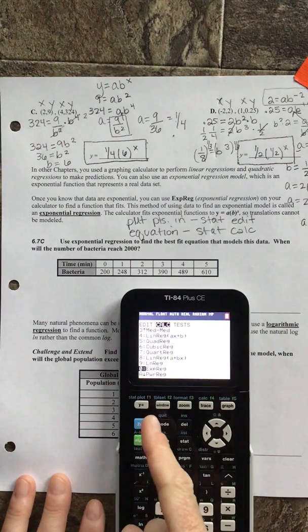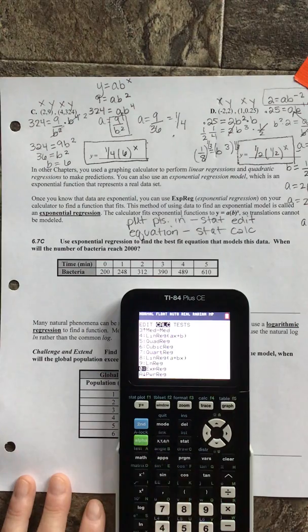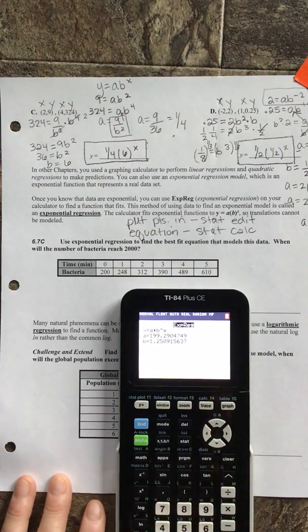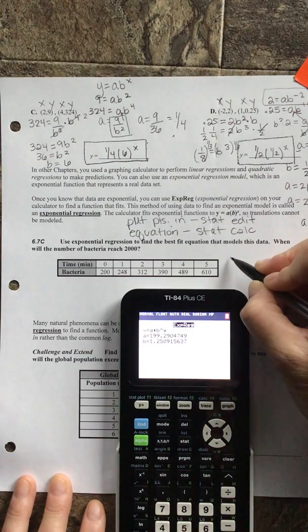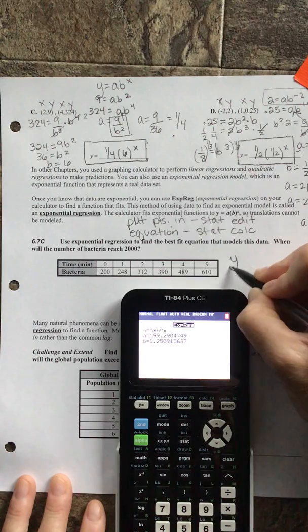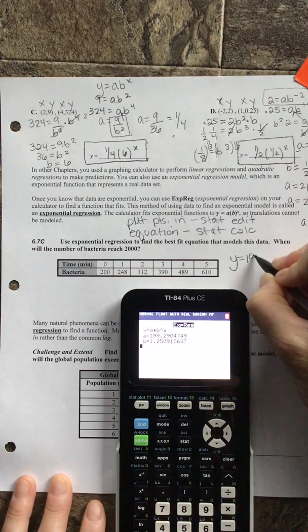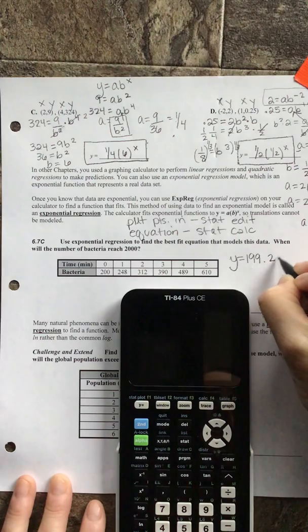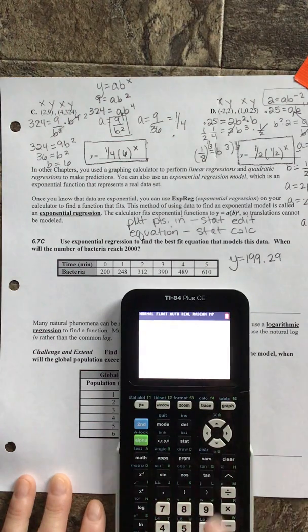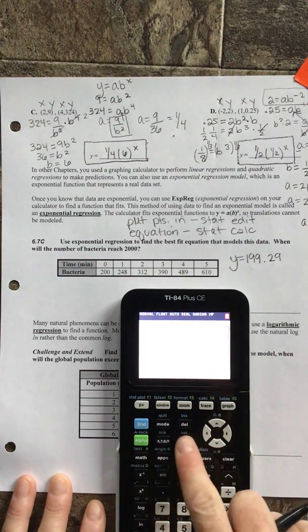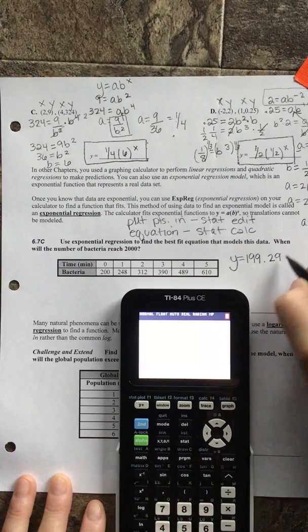If you look down there, it is at the number 0. So you could either hit 0 or scroll all the way down to 0 and then hit enter. Once you hit enter, you scroll all the way down until you get to calculate. And then what it gives you is your exponential curve. So in this case, my exponential equation would be 199.29 and then my other number in there was 1.25 to the power of x.